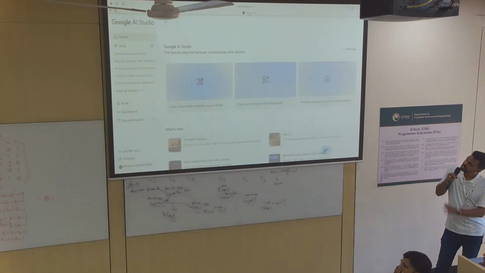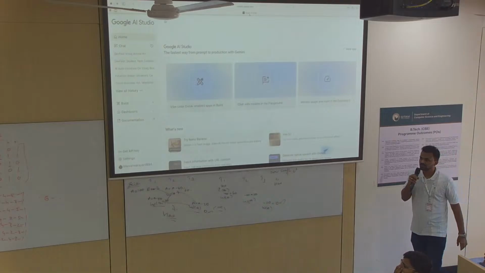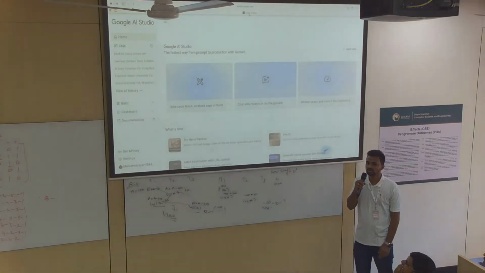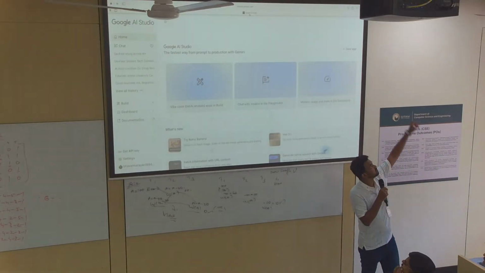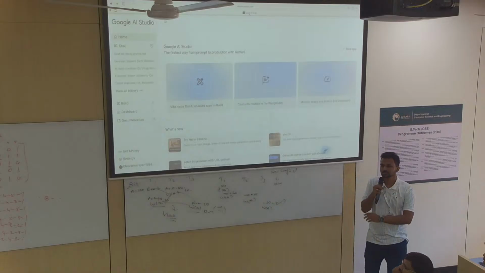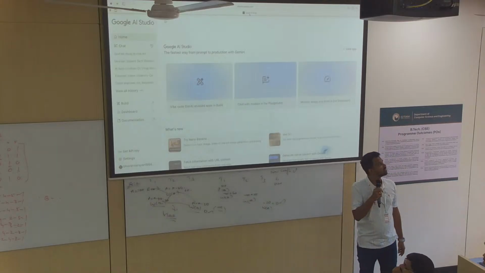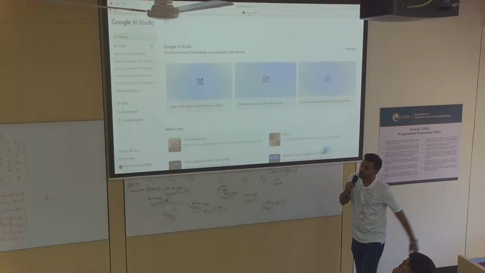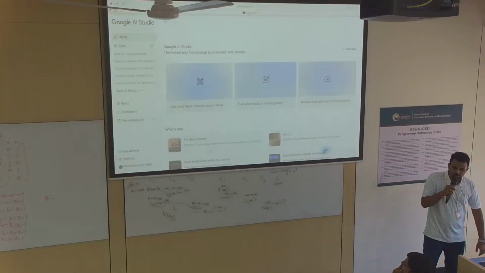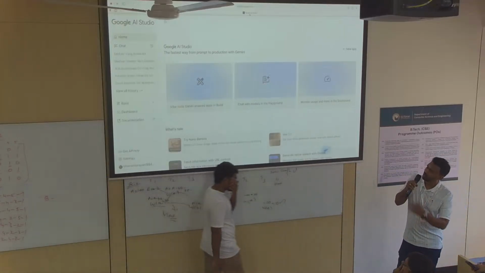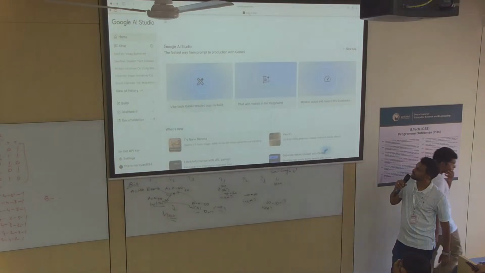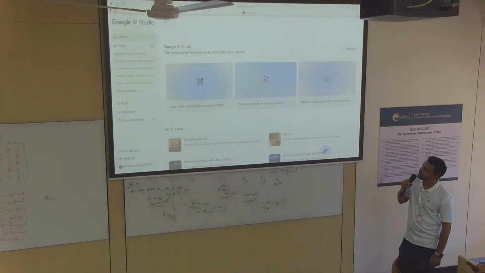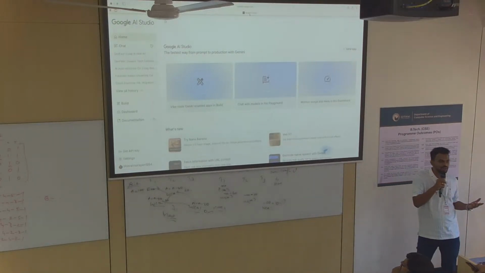So this is, as you see, the landing page of Google AI Studio, guys. It's aistudio.google.com. I have a scanner later on, you can just scan to get those links. Don't worry about it. And all you need is your Gmail ID, right?